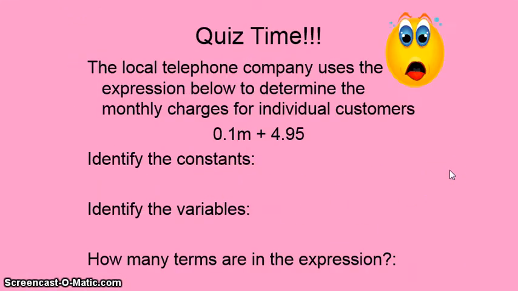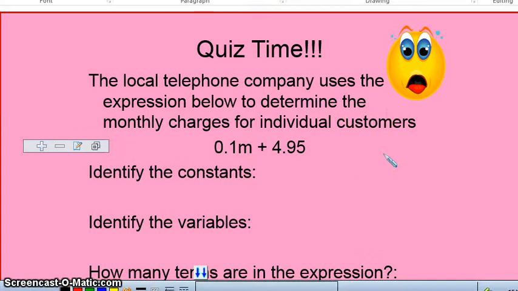All right, so now we have a situation. The telephone company uses the expression below to determine the monthly charges for individual customers. And here's our expression, 0.1m plus 4.95. First, we need to identify the constants. In this term right here, we have 0.1m. 0.1 is our constant because it's our numeric factor, and m is our variable.